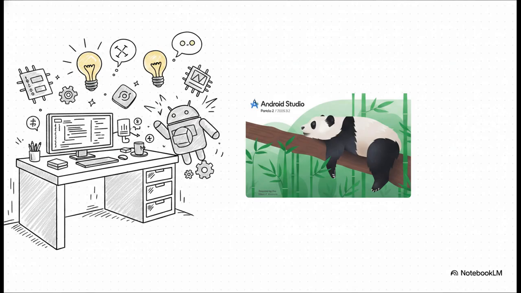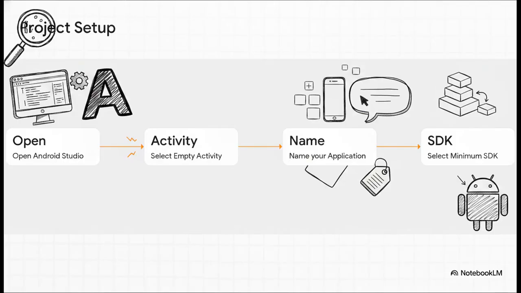It's kinda perfect, right? A great little reminder that while coding is highly technical, it's also a really creative, fun space. So, once you're past that loading screen, the setup sequence is beautifully logical. Step 1, open Android Studio. Step 2, select your activity. Now for beginners, picking an empty activity is absolutely the way to go since it gives you a totally clean slate. Step 3, name your application.